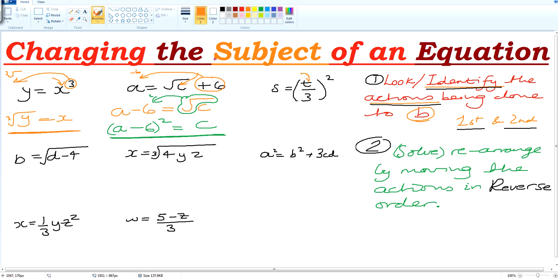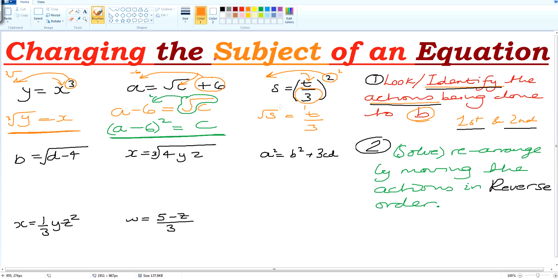So we have to make t the subject. So t divided by 3, then it's been squared. So the first action is divide by 3. Okay, I'm just going to quickly label it. So the divide by 3 is the first action, and the squaring is the second action. Now the opposite of squaring something is, because we move the last action first, square rooting. So the square root of s is equal to t divided by 3.